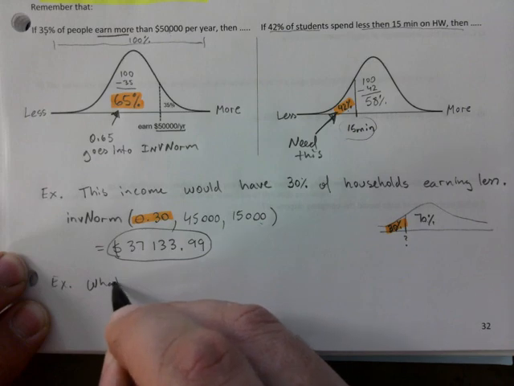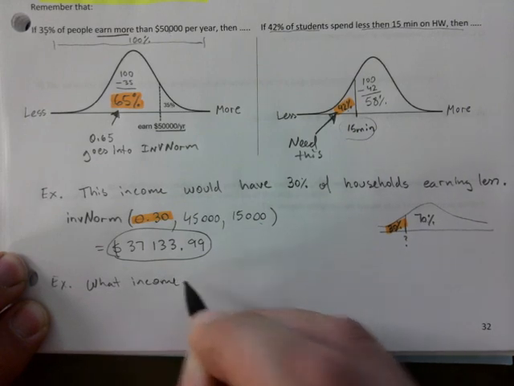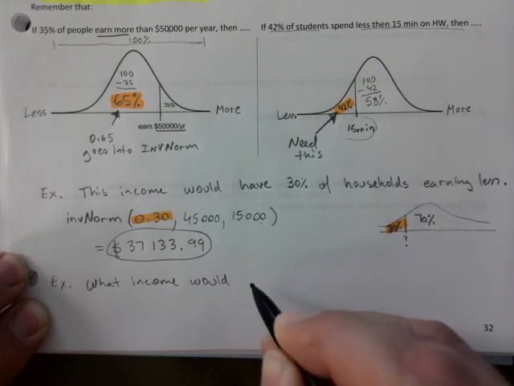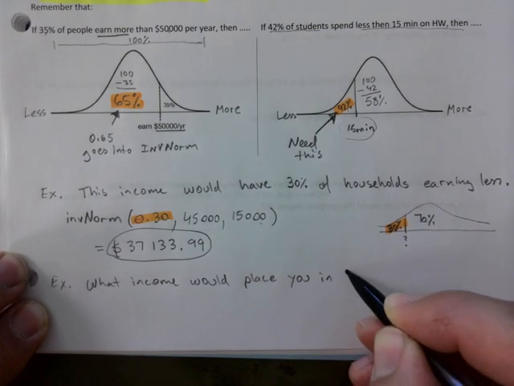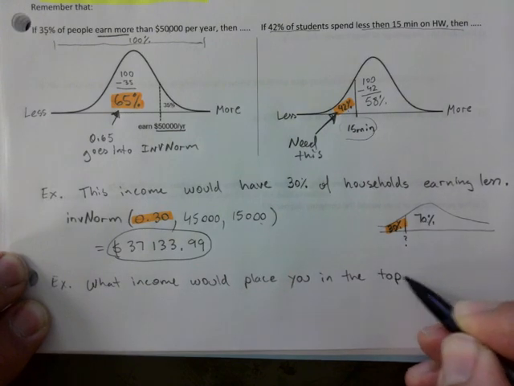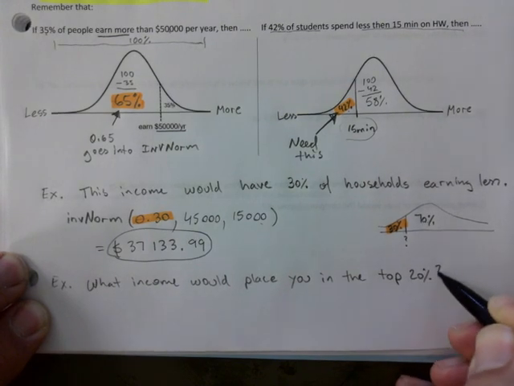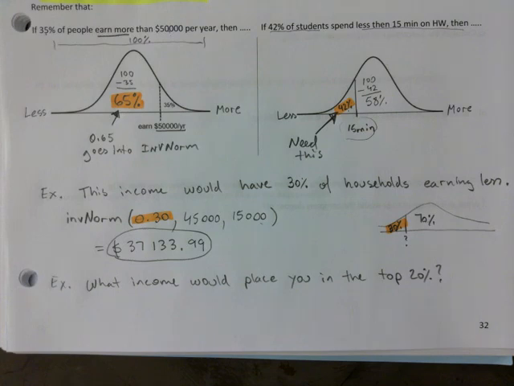One last example. What income would place you in the top 20%? First of all, you should realize no normal CDF here because they're not asking for percentage. We're actually given the percentage, so it's inverse norm time, all right?